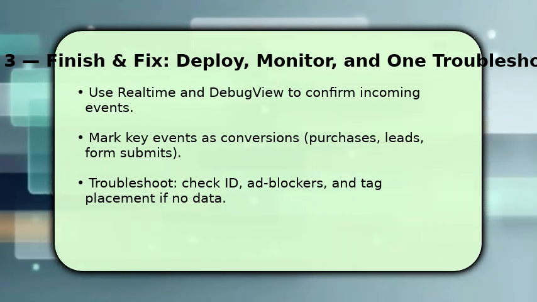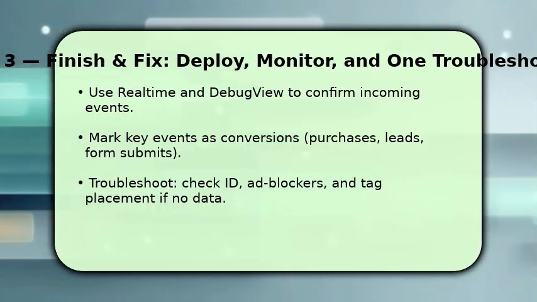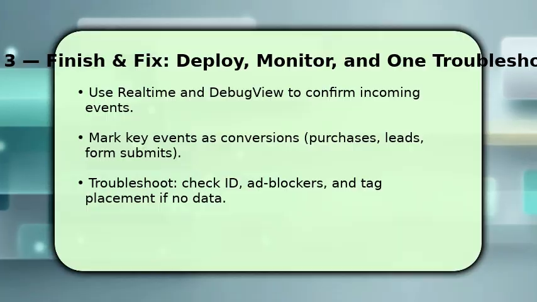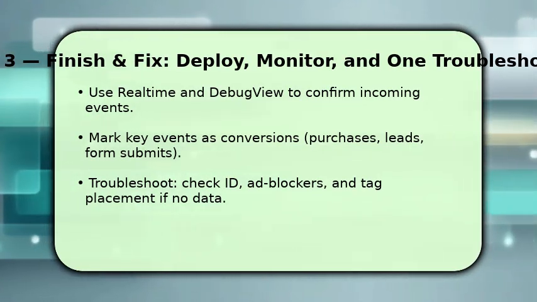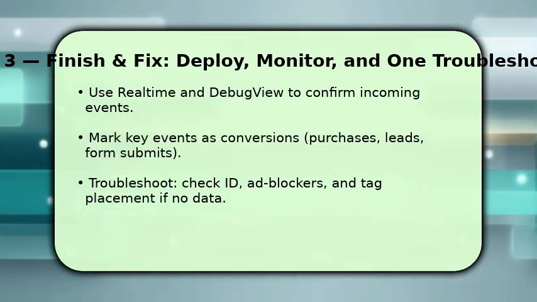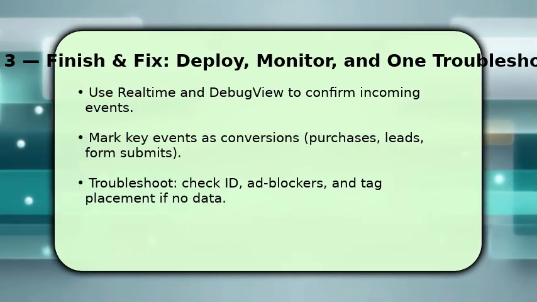This confirms correct installation. Create custom events or modify recommended ones, then mark important events as conversions so you can measure goals. Finally, link other tools like Search Console if needed. If you see no data, check the measurement ID, tag placement before /head, browser extensions, or consent banners that block scripts. This single check fixes most.